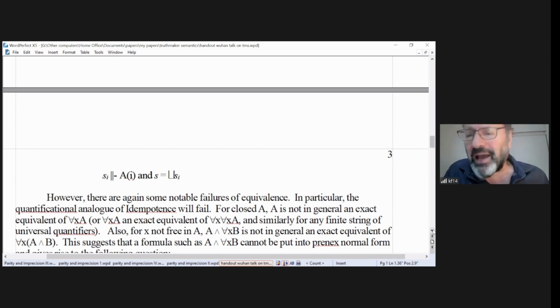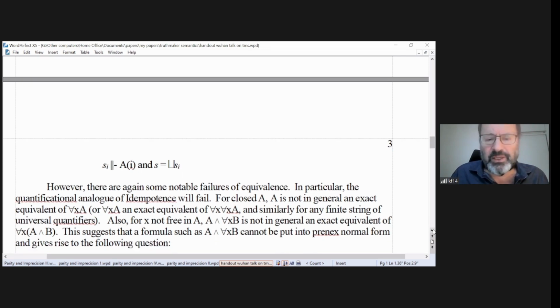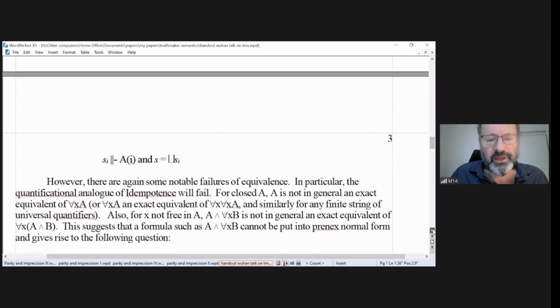Now, how you react to this, I don't really know. Just as you might be horrified at the thought that A and A is not equivalent to A, you might think, well, if you accept that A and A may not be equivalent to A, it's not so bad that these other things fail. So that's one attitude. But anyway, there's something of a quandary here as to what attitude you should have to this particular extension of the non-inclusive semantics to the quantifiers. Okay.